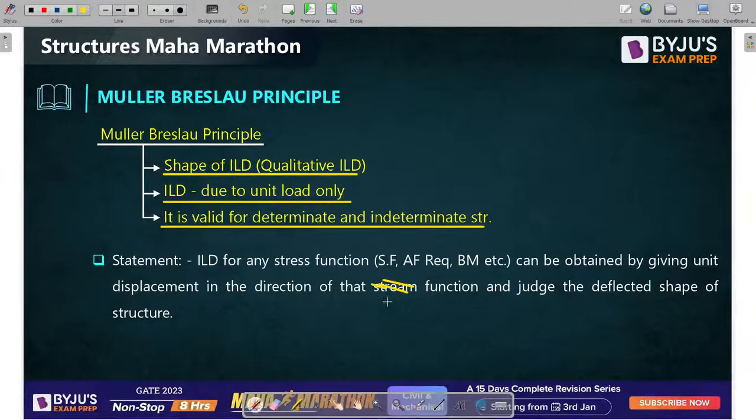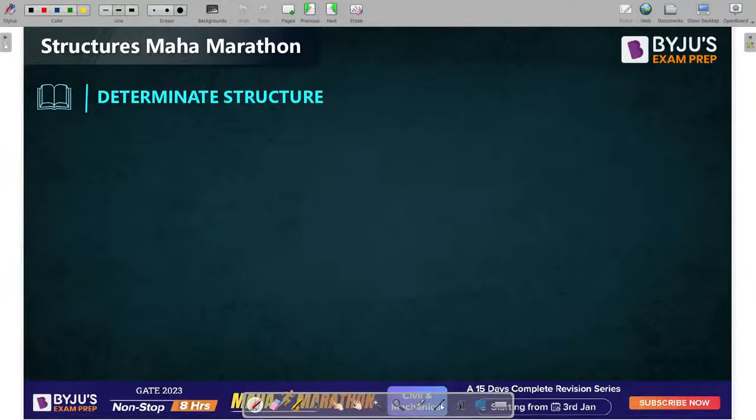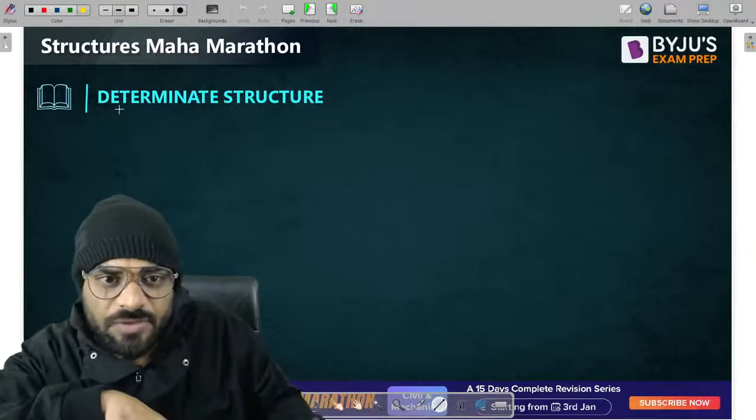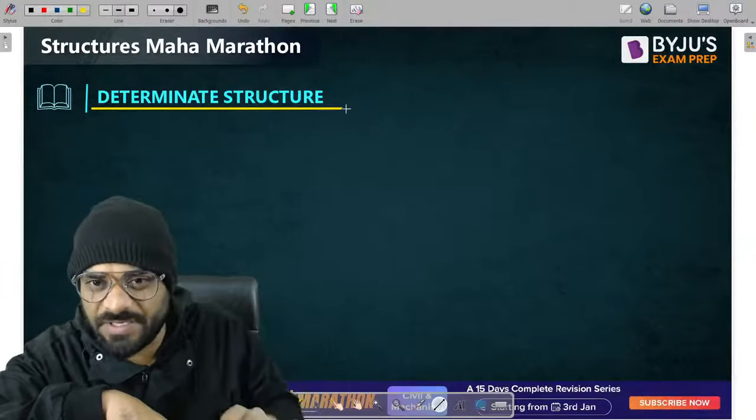Now the question is, what is the statement of ILD? What is the statement which is given by Mueller Breslau principle? So let's understand by having some example only. Okay, let's take some example to understand the concept. So first we will draw the ILD for determinate structure.